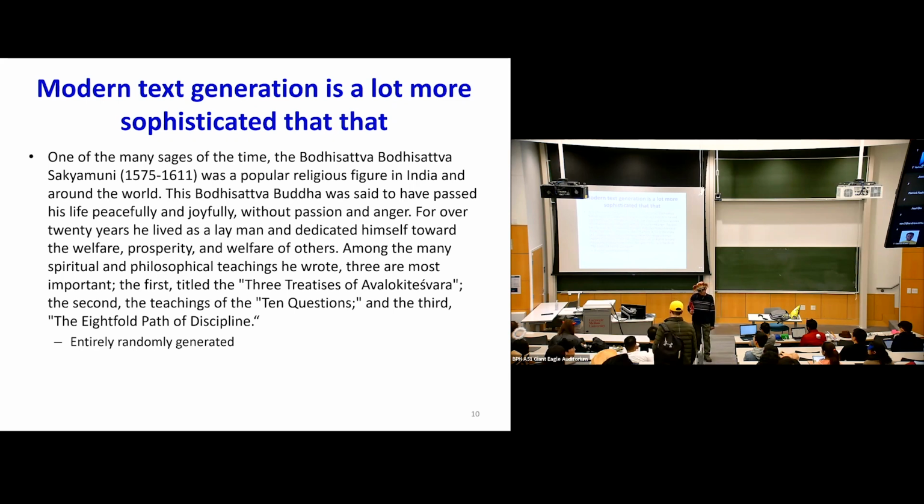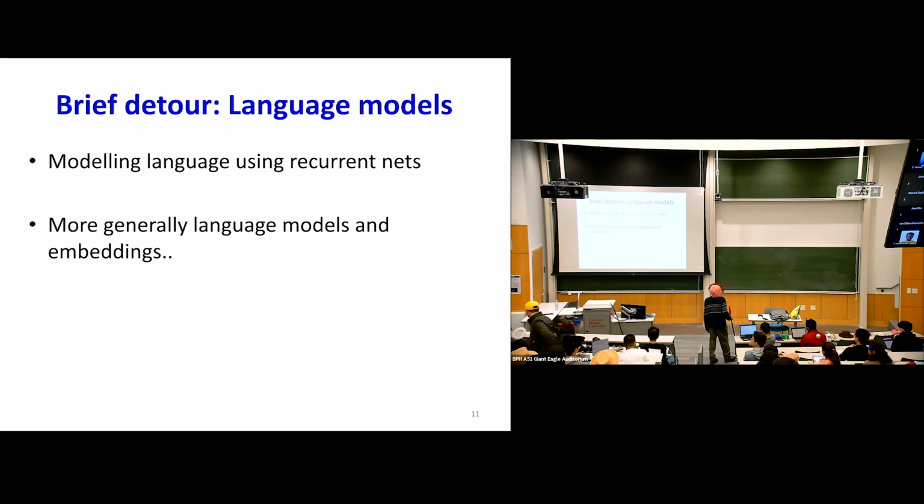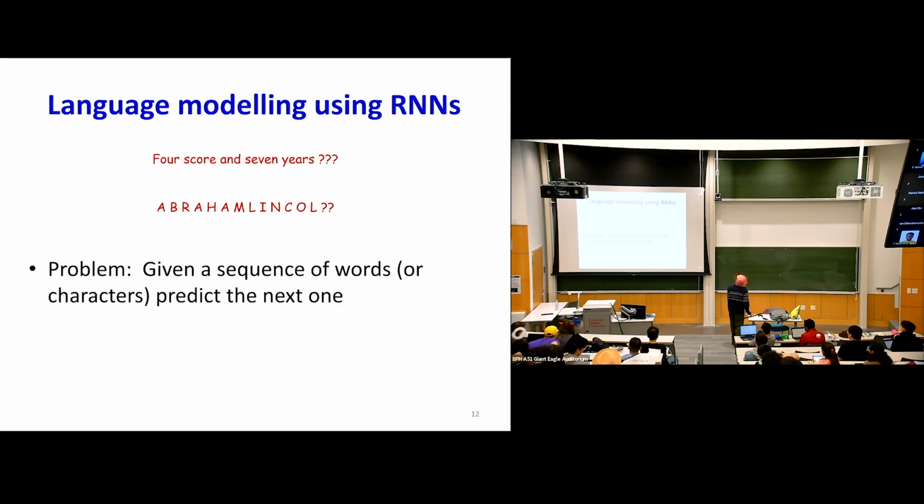So how do these things work so beautifully, right? To see that, we're going to look at language models first today. Modeling language using recurrent neural networks, or more generally, we're going to look at the problem of modeling language using embeddings. So here's a standard problem in modeling language. I'm assuming, some of you are American, most of you are familiar with the themes of the times. If you were given this text, 7 years, what is the next word?